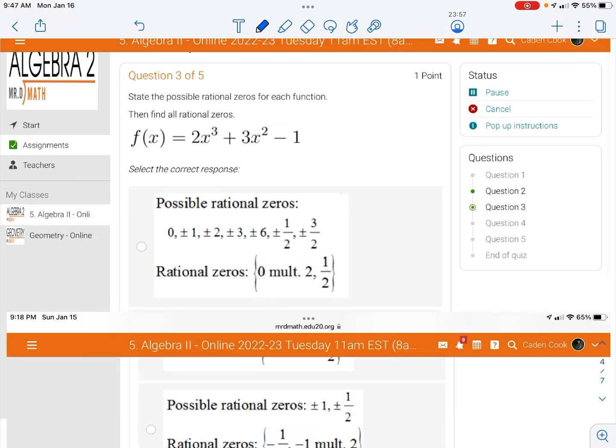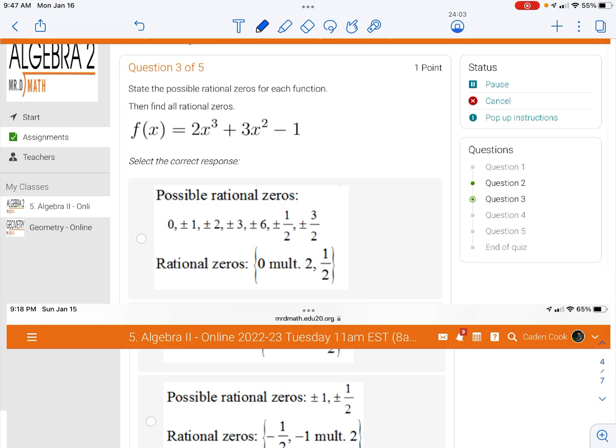And here's the last one from 6.6. This is number 3. Same thing. You need to state the possible rational zeros for this function and then find all of the rational zeros that would satisfy this equation. But remember, they have to be rational. So let's take a look at this problem.